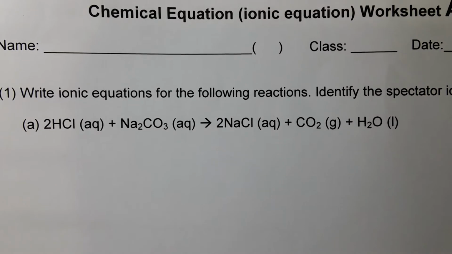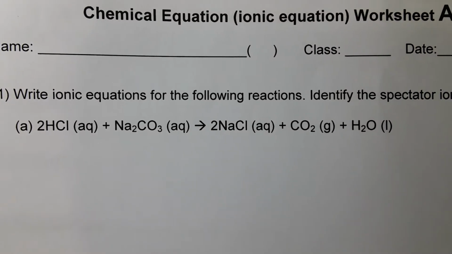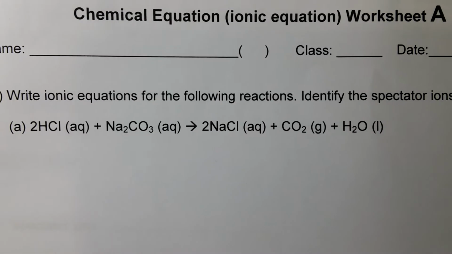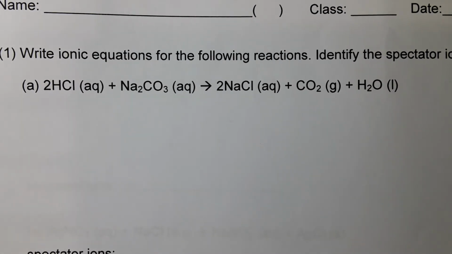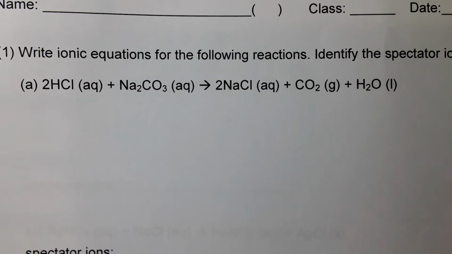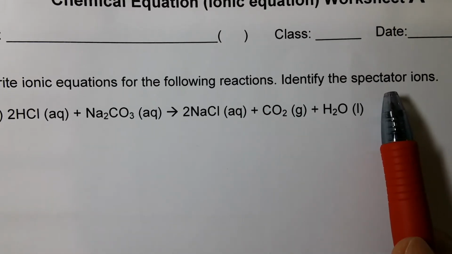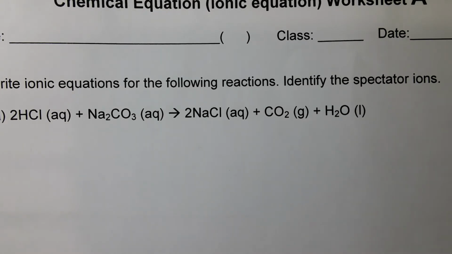Okay, this video is about ionic equations, worksheet A. First question: write ionic equations for the following reactions. Identify the spectator ions. Spectator ions are ions which do not take part in the chemical reaction, meaning that before the reaction this ion exists, and after the reaction exactly the same ion also exists. That means not taking part in the chemical reaction.